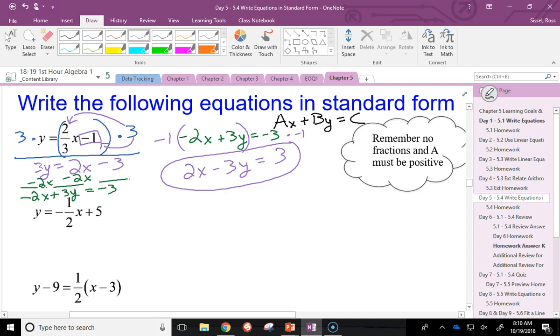Why would you change it to minus 3y? Because I'm doing negative 1 times positive 3. Yeah, remember that sign, you could have said 2x plus negative 3y. But that's just the same. Adding a negative is the same as just saying subtracting a positive.